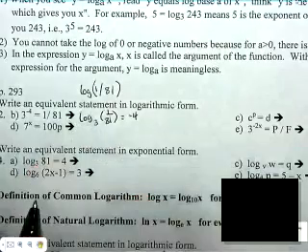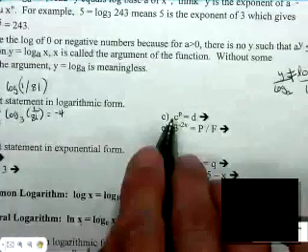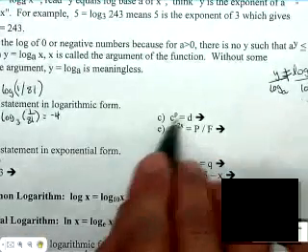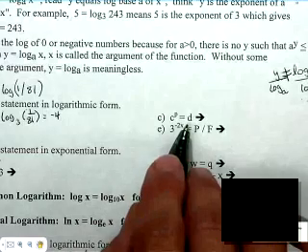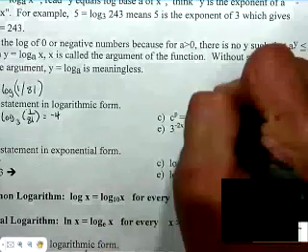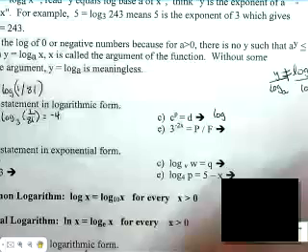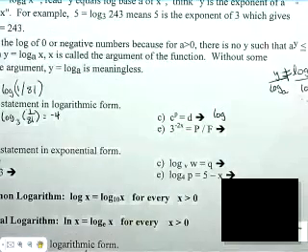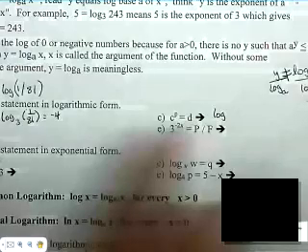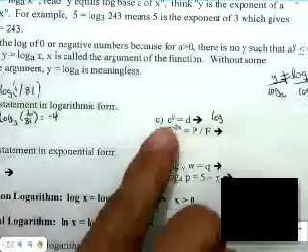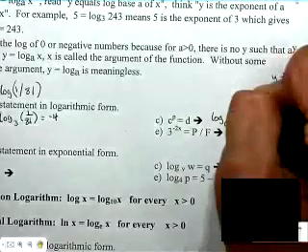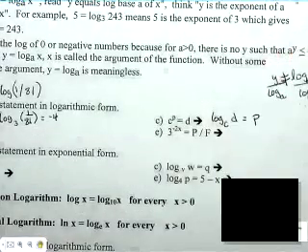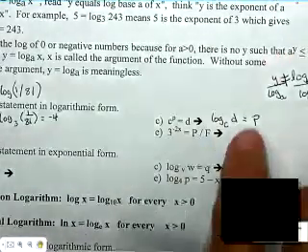All right, C part, C to the P equals D. This one's not checkable because we don't know what C, P, and D are. But in logarithmic form, what would that be? Log base. Oh, I went across, you went down. Log base C of D equals P, and that means P is the exponent of C, which gives you D.